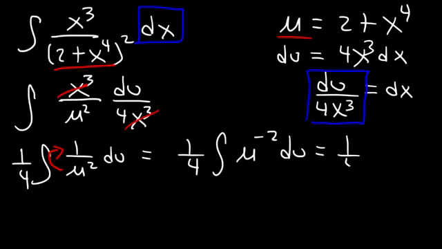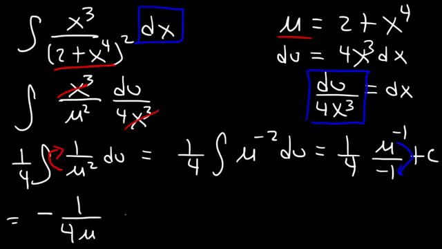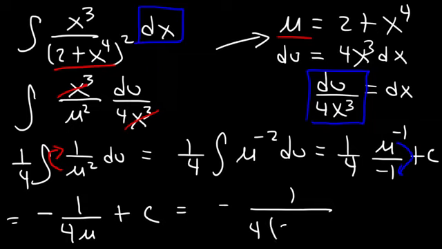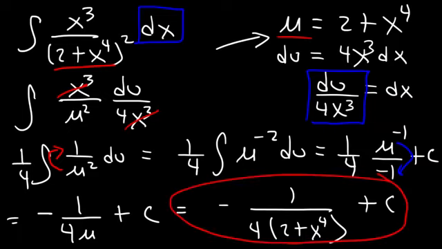And now we can use the power rule. So if we add 1 to negative 2, that's going to be negative 1. And then we need to divide by negative 1. So now let's bring this variable back to the bottom to make the negative exponent positive. So it's negative 1 over 4u plus c. Now let's replace u with what we set it equal to in the beginning. So I'm going to need a bigger fraction. So u is 2 plus x to the 4th, and then plus c. So this is the final answer.